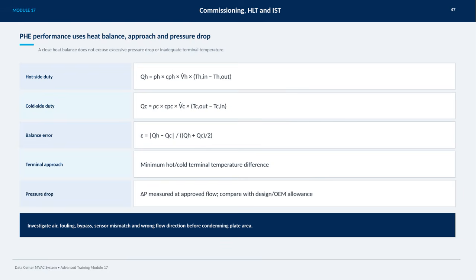The balance error, which indicates how well the heat transferred on both sides matches, is determined by the absolute difference between hot side and cold side duty divided by their average. Terminal approach refers to the minimum temperature difference at the hot or cold terminal, and this must be carefully monitored. Regarding pressure drop, we measure this at an approved flow rate and compare it against the design or OEM's specified allowance. If the pressure drop is higher than expected, before we consider reducing plate area, we need to investigate possible causes like air in the system, fouling, bypass conditions, sensor mismatches, or even incorrect flow direction. These factors can significantly impact performance and must be ruled out first.